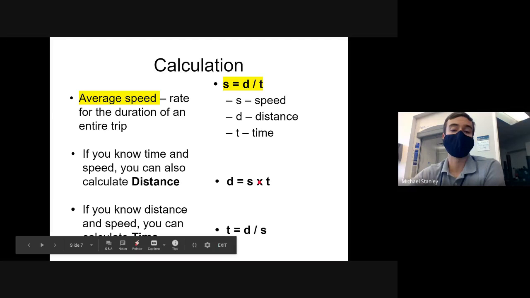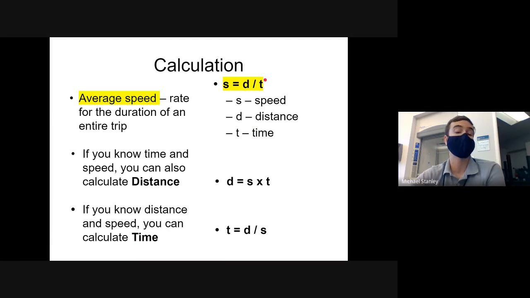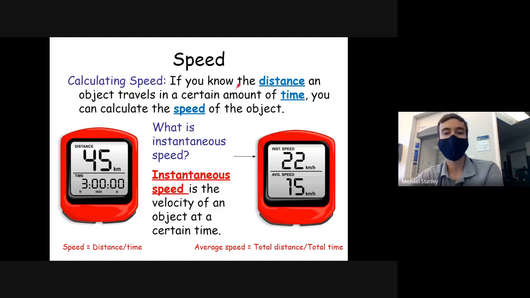Speed equals distance divided by time. How far somebody went divided by how long it took them will tell you their average speed for that trip. So if you know the distance that an object has traveled in a certain amount of time, you can calculate speed. So again, this is average speed. On average, how fast were they going over this time?